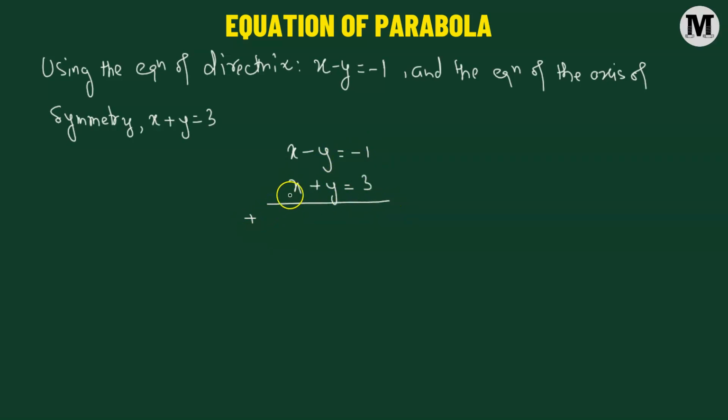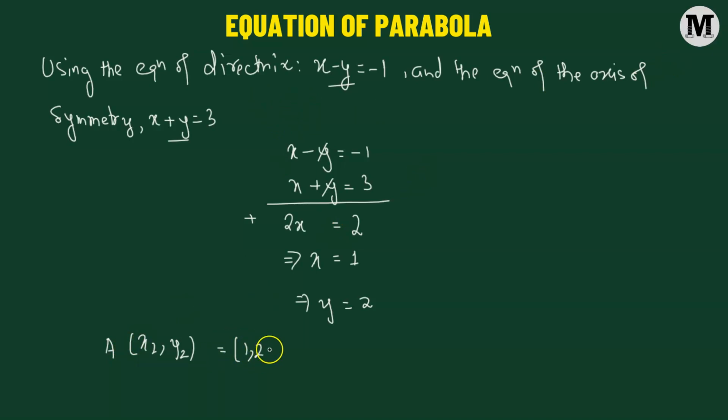So adding them, the x and x get added to give us 2x. Negative y and positive y get cancelled out. 3 added to negative 1 is simply 2, which means that the value of x comes out to be equal to 1. Now we can use either this equation or this equation to find out the value of y. So y will be equal to 2. So that means x2, y2, which we have chosen as the coordinates of the point A, which is the intersection point of the axis of symmetry line and the directrix line, came out as 1, 2.